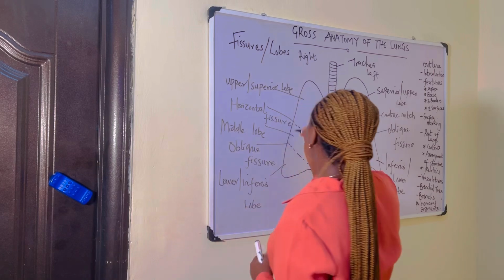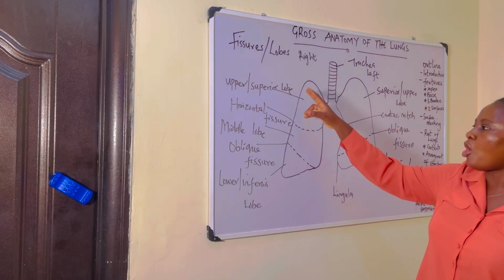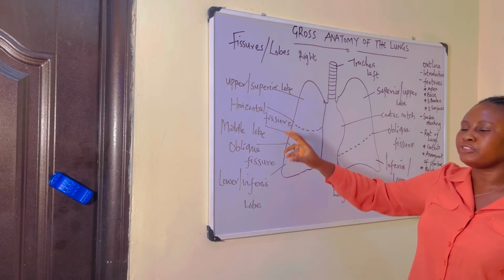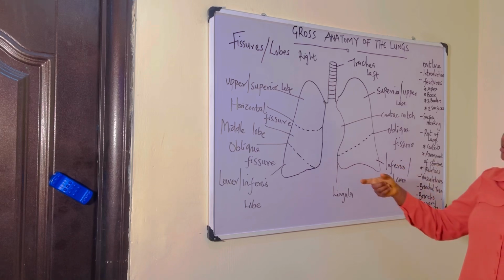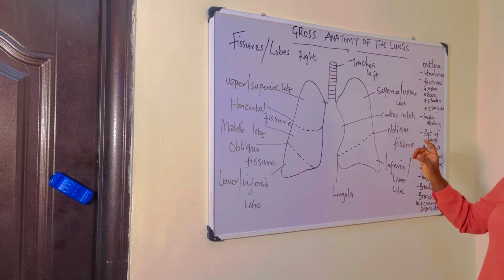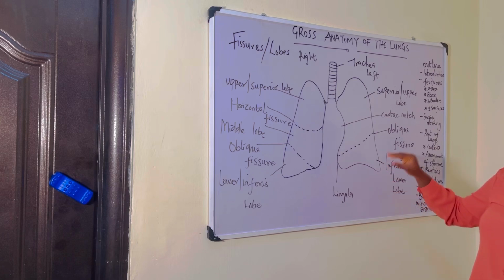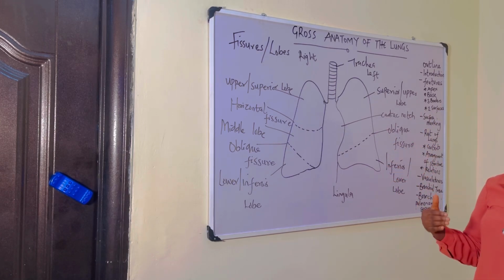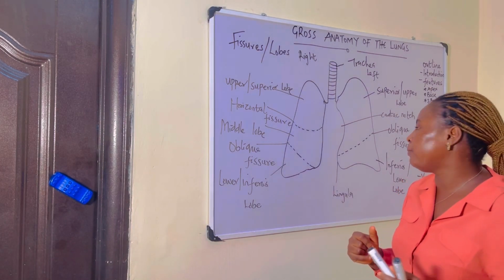Horizontal fissure. So that simply means that the right lung has three lobes, the upper, middle, and the lower lobe, separated by the horizontal fissure and the oblique fissure, while the left lung has just two lobes. So there is no middle lobe in the left lung, and there is no horizontal fissure in the left lung. So the left lung just has the superior or the upper lobe and the inferior or the lower lobe and the oblique fissure. Now let's talk about the oblique fissure.